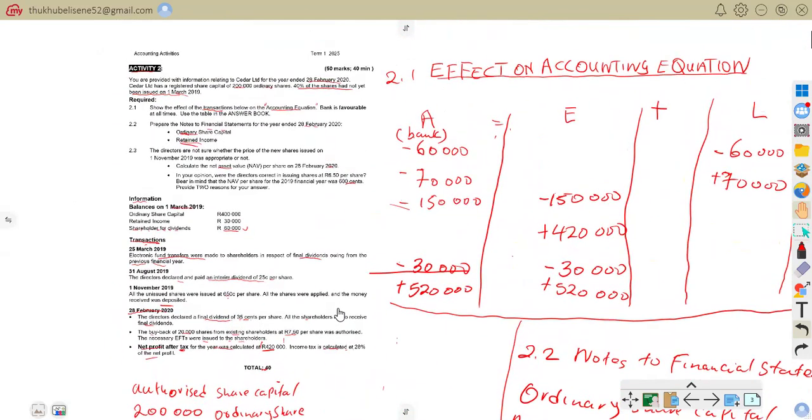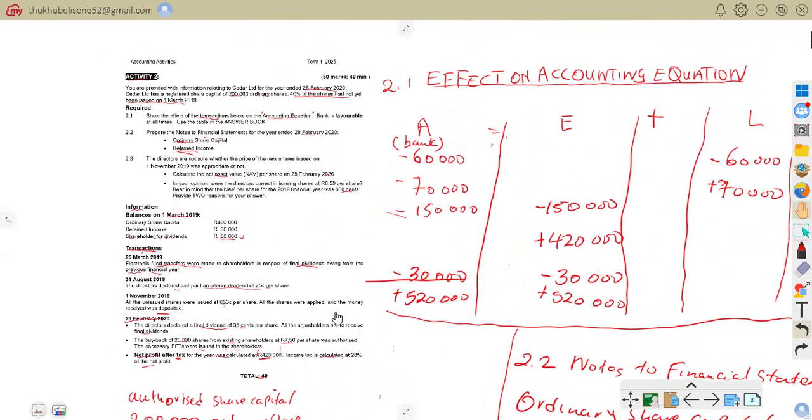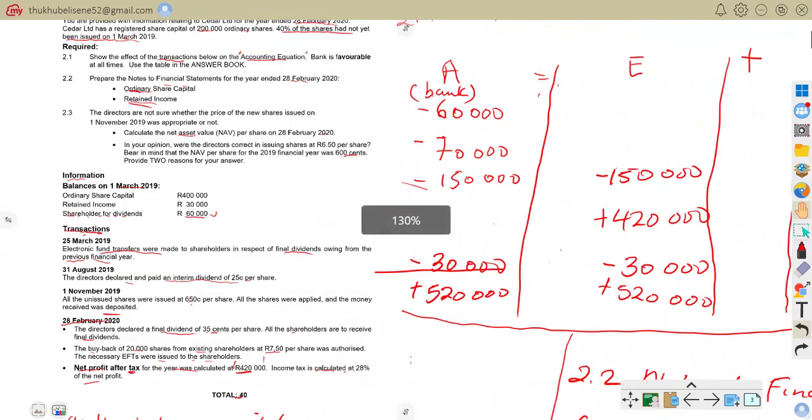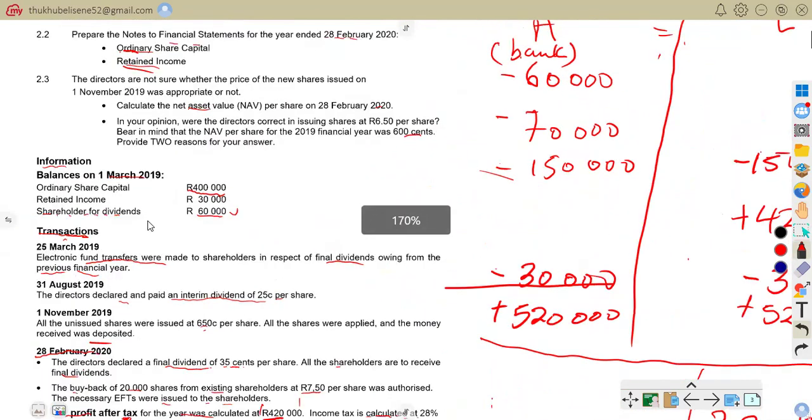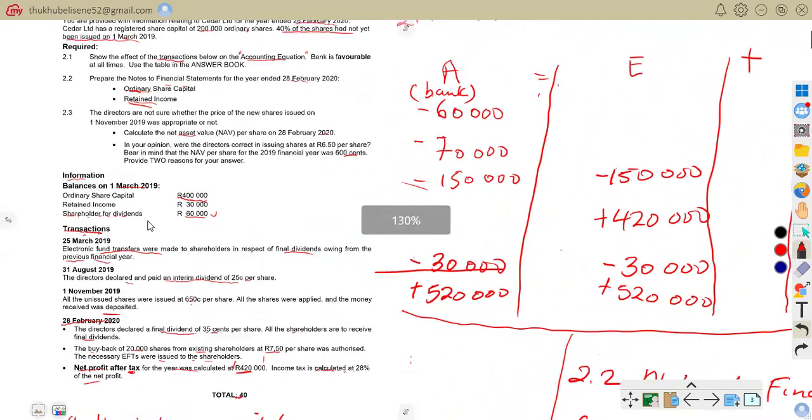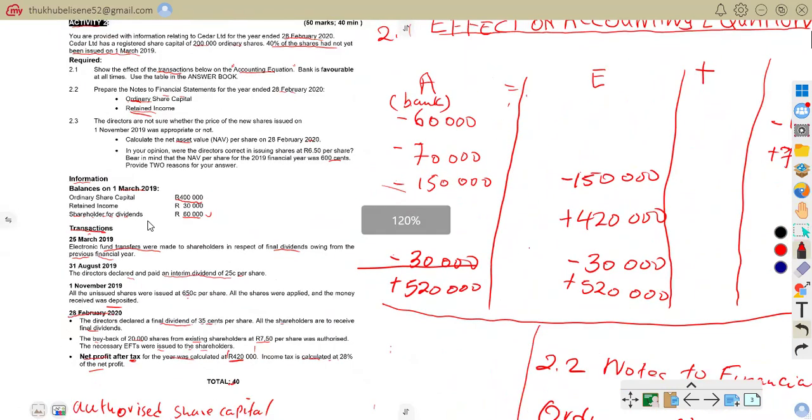So now coming to the amount of the issued shares, we can see here on the 1st of March that the amount for ordinary share capital for the issued shares is 400,000. So that is that. So now we are to write 400,000.